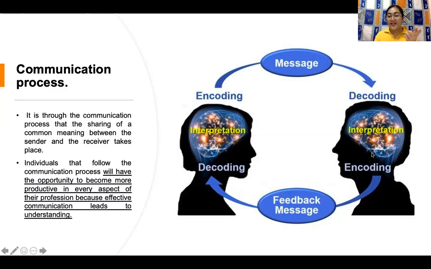And once the receiver interprets it, the receiver now becomes the sender. So the receiver encodes the feedback. The message becomes the feedback, because this is already the response of the receiver to the sender. So the sender now becomes the receiver. The new receiver decodes or interprets the message. So this is the process of communication.